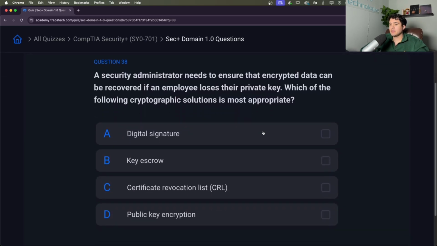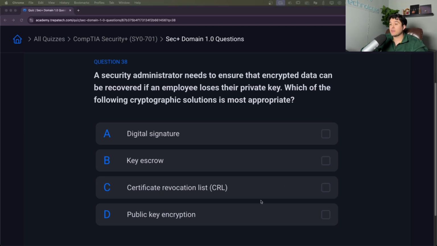Question 38. A security administrator needs to ensure that encrypted data can be recovered if an employee loses their private key. Which of the following cryptographic solutions is most appropriate? Encrypted data can be recovered in case a private key is lost or stolen. An employee loses their private key. What do they do? Just delete it? But anyways, definitely not digital signatures, right? It's not going to be digital signature. It has nothing to do with this question.